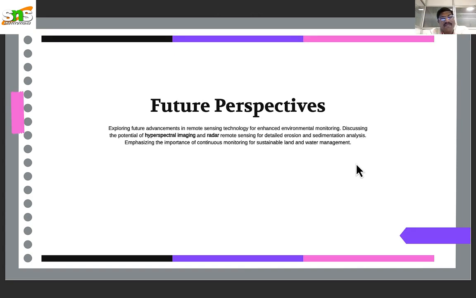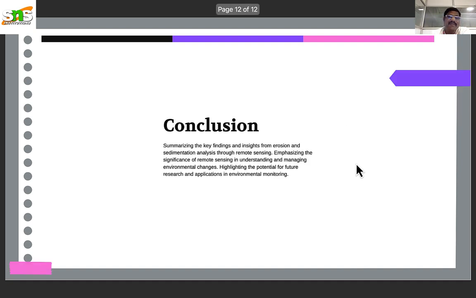In future, hyperspectral imaging and radar remote sensing are very helpful, using machine learning algorithms which are growing like anything. So this will help us to identify. In conclusion, the key findings and insights of erosion and sediment analysis using remote sensing are marvelous, and it is very integrated with the technology we have today.